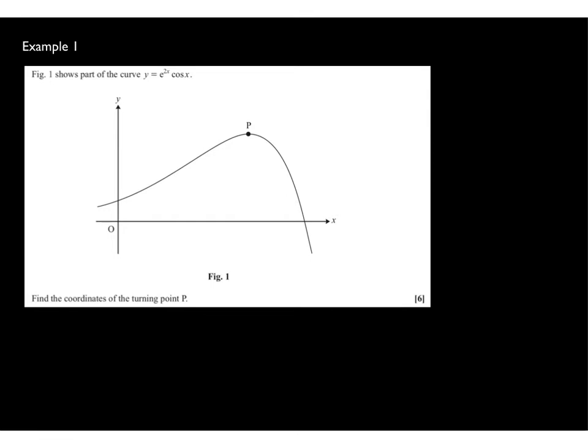We are asked to find the coordinates of the turning point, P, which means that we need to differentiate. So we know at the turning point the gradient is equal to 0, so we need to find dy by dx. Now, we need to identify what type of function we have here, and we can see that overall we've got a product of two functions. So we're going to make sure that we use the product rule for differentiation.